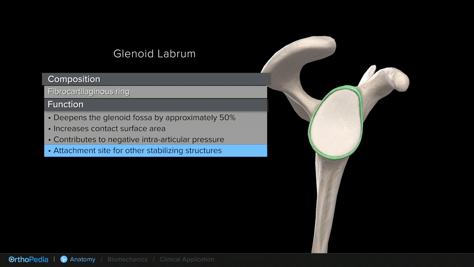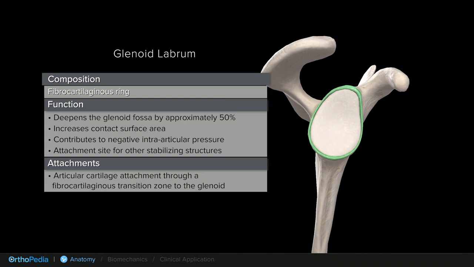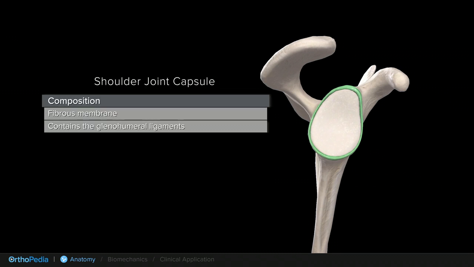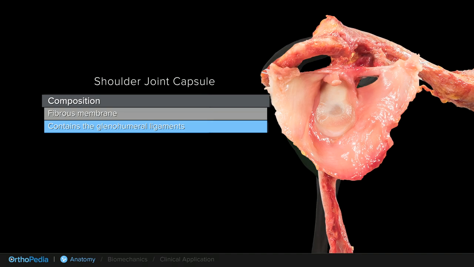Additionally, the labrum acts as an attachment site for other stabilizing structures, such as the long head of the biceps. It is attached to the glenoid through a fibrocartilaginous transition zone. Another static stabilizer is the fibrous membrane surrounding the glenohumeral joint, which contains the glenohumeral ligaments. This structure is referred to as the joint capsule, and it confers substantial stability to the glenohumeral joint by limiting translation and rotation through the ligamentous structures contained within.